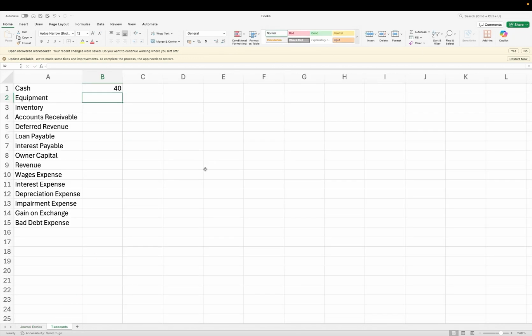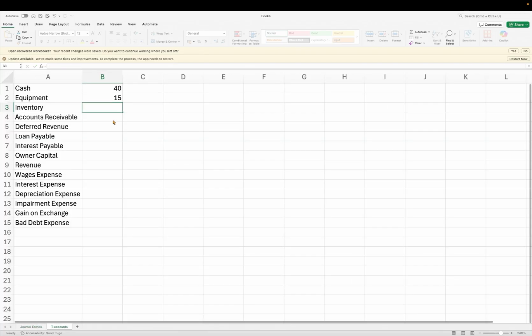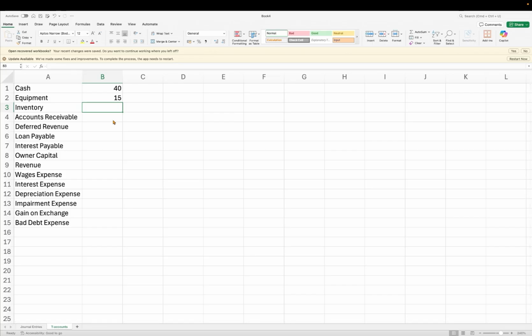Great. Next, I post the debit to equipment. Basically, we do the same thing. The journal entry shows that equipment increases by 15. Equipment is also an asset account, and assets increase with debits. So I record 15 on the debit side of the equipment account.